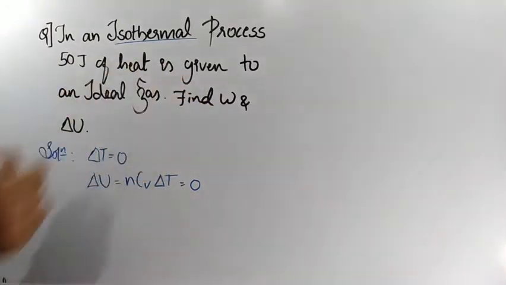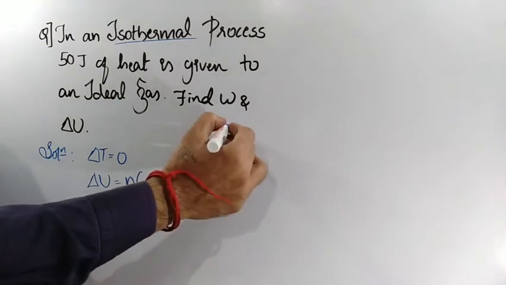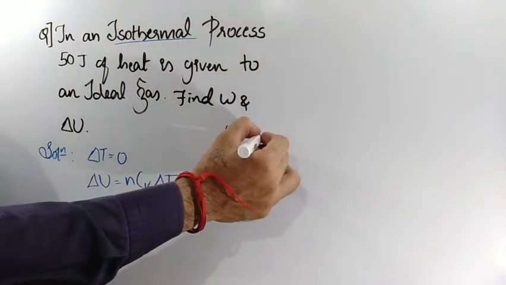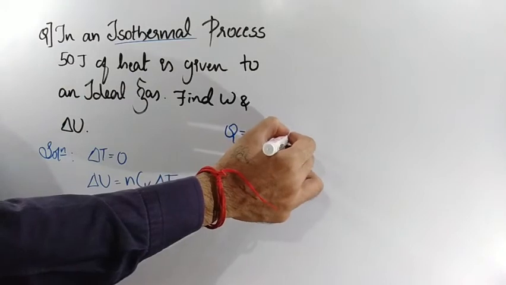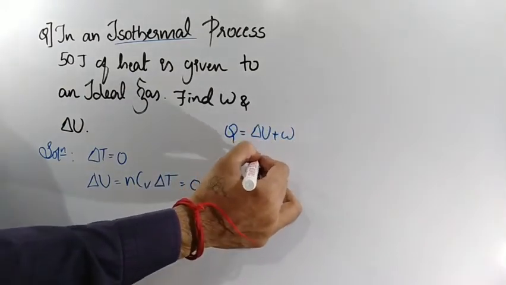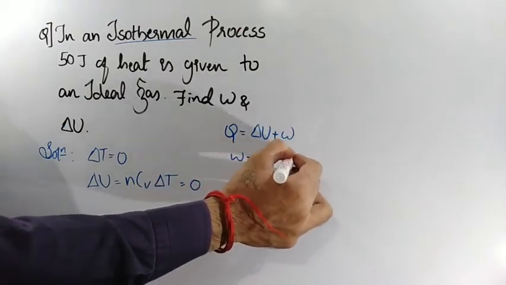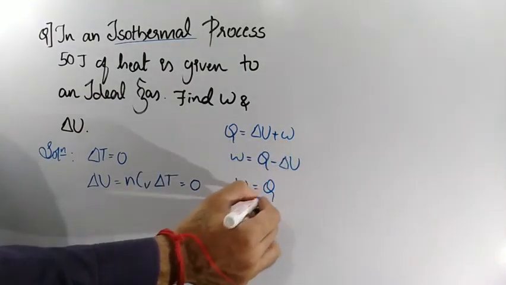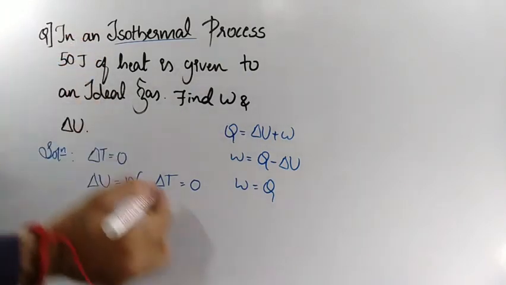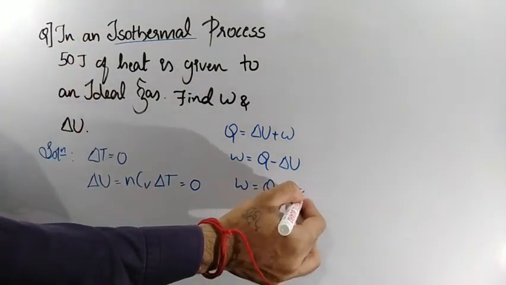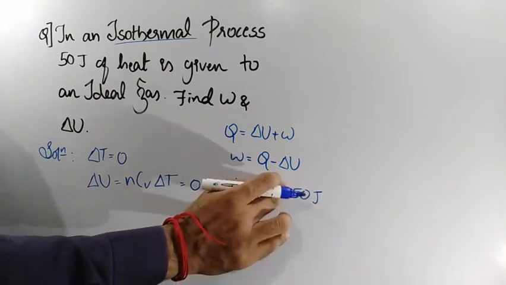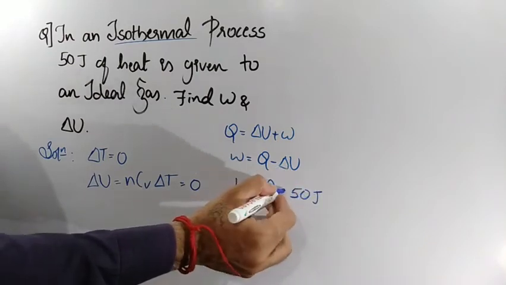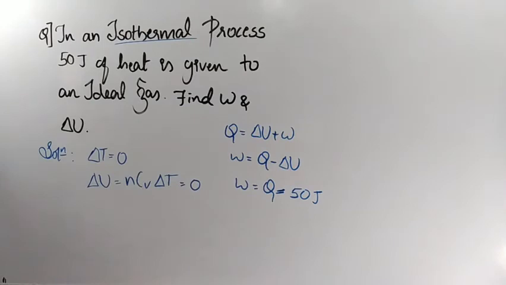Next, they are asking for the work done value. What is the formula from the first law of thermodynamics? The amount of heat given to the system is the change in its internal energy plus the external work done. So W will be Q minus delta U. Delta U we already got as 0, so W will be Q. Q value is how much? 50 joules. So W will be 50 joules. Clear?